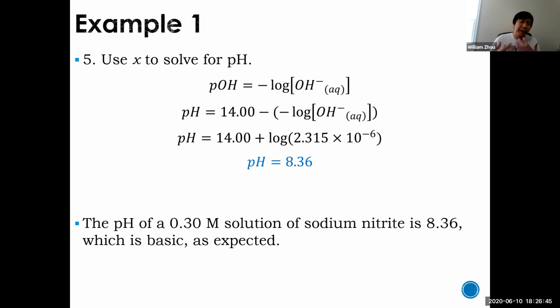And we expected this to be a base because our predictions tell us that it will produce hydroxide. And the pH is 8.36, which makes sense. Do you guys follow how this works? You take a salt, you identify which one can do hydrolysis, you calculate the pH of that equation.